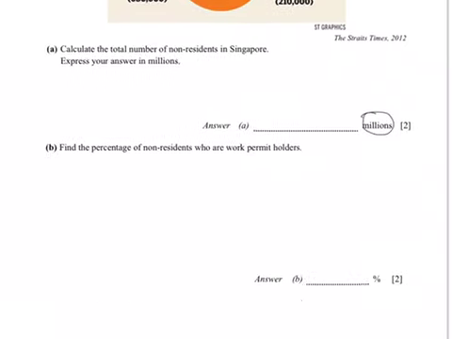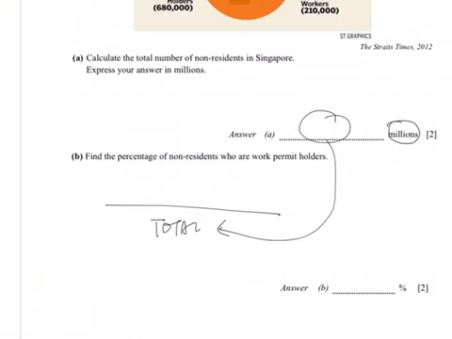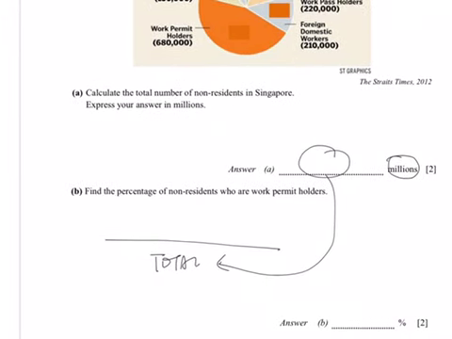Okay. So the percentage will be very direct. The total answer here, you write it here. That's the total. Followed by the work permit holders, which is actually here. Right? Work permit holders. So it's 680,000 multiply by 100%, and you will get your answer here.